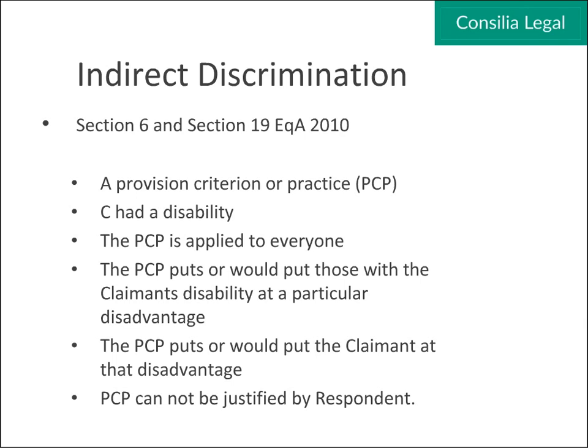You also then have to go on to show not just that it puts them as a group at a disadvantage, so you have to show a group disadvantage for people with the claimant's disability, but also to demonstrate that the claimant is also put at that disadvantage. So what is the disadvantage, and was the claimant disadvantaged?